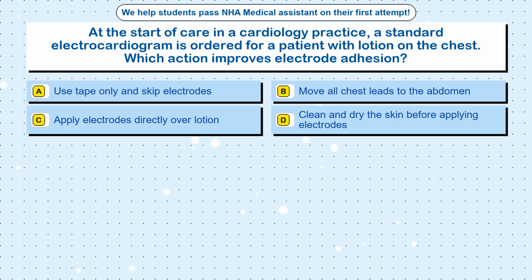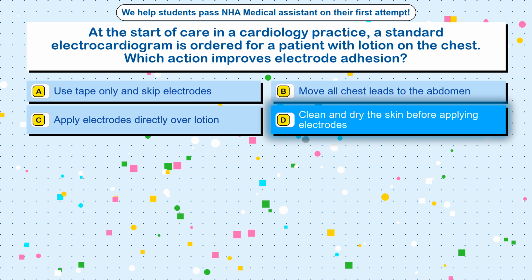Question 87. At the start of care in a cardiology practice, a standard electrocardiogram is ordered for a patient with lotion on the chest. Which action improves electrode adhesion? Option A, use tape only and skip electrodes. Option B, move all chest leads to the abdomen. Option C, apply electrodes directly over lotion. Option D, clean and dry the skin before applying electrodes.